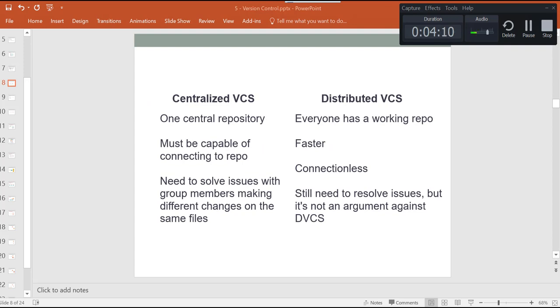Just to compare these two, with the centralized one, we have one repository. To work on the code base, you have to be able to connect to that repository.